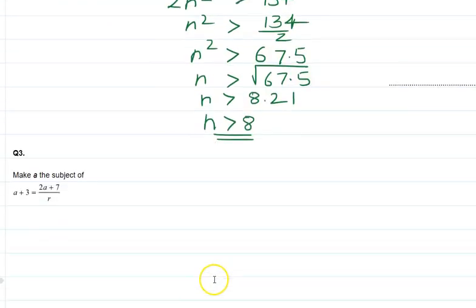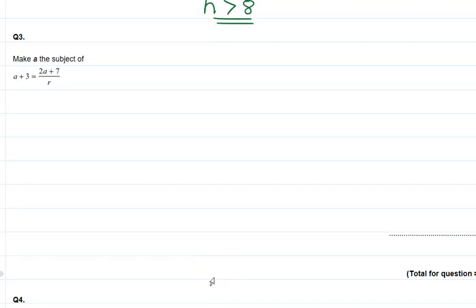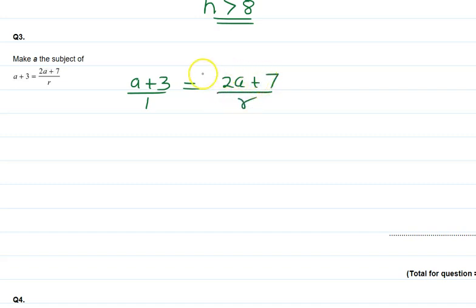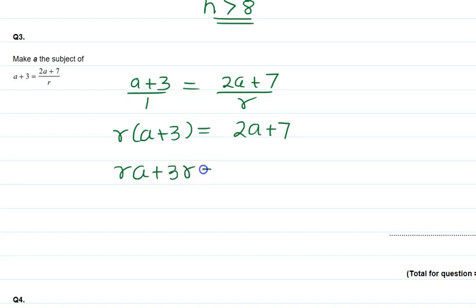Next question. If you see here, it is given, make a the subject. So this is a really good question. You can write down (a plus 3) divided by 1, and it is (2a plus 7) divided by r. So first what you need to do is cross multiply, so it will be r times (a plus 3) and 2a plus 7. If you multiply r with a, it is ra plus 3r and 2a plus 7.